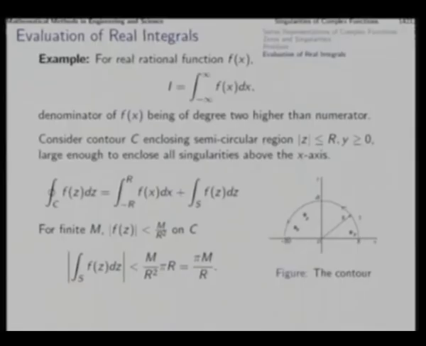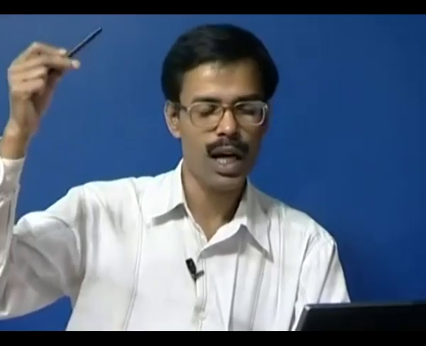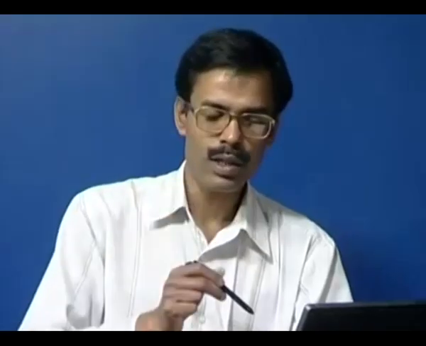Over this we have this integral along S. Now, for finite M we will have the absolute value of f(z) bounded by M by r squared. This is the meaning of this condition, that the denominator of f(x) is of degree at least 2 higher than the numerator. So, for a finite M the value of f(z) will be bounded by M by r squared. That means as r goes high, the f(z) value will go on decreasing.